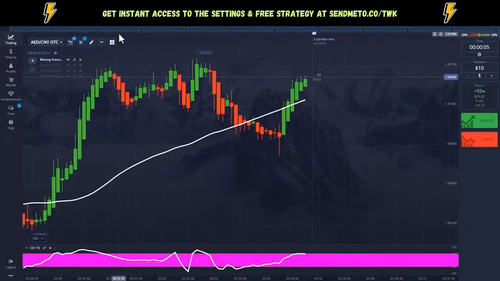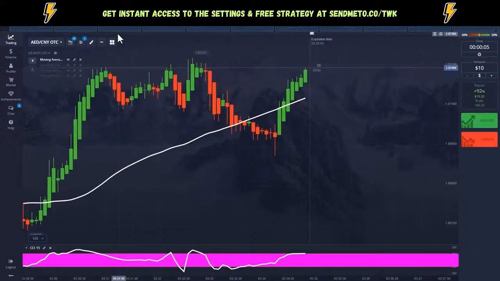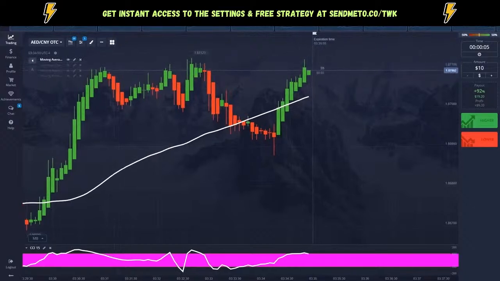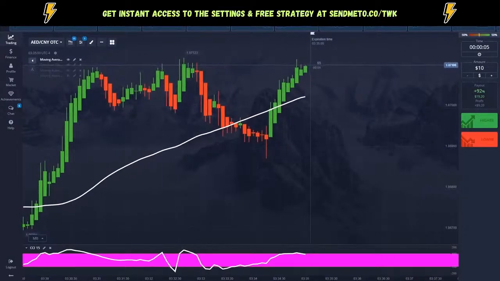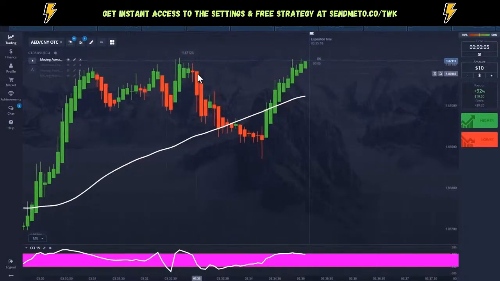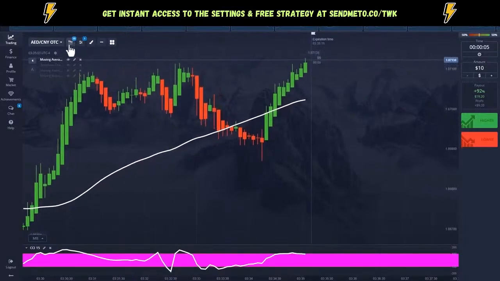Welcome to the advanced rejection strategy training. Let's go and set up our chart. So we are in Pocket Option and I'm going to try to make this as easy as possible. We're doing this on demo, so I don't have to worry about anything other than teaching this to you. So we are going to set up our candles.